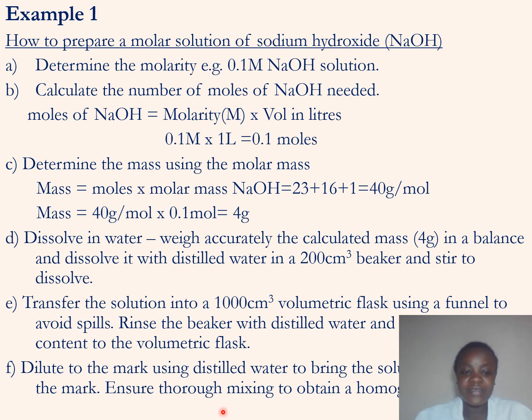Then step number 6, which is the last step, is to dilute to the mark using distilled water to bring the solution volume to the mark. Then we ensure thorough mixing to obtain a homogeneous solution. So by following these 6 steps, we have already prepared a molar solution of sodium hydroxide, that is a 0.1 molar sodium hydroxide solution. Good, that is example 1.